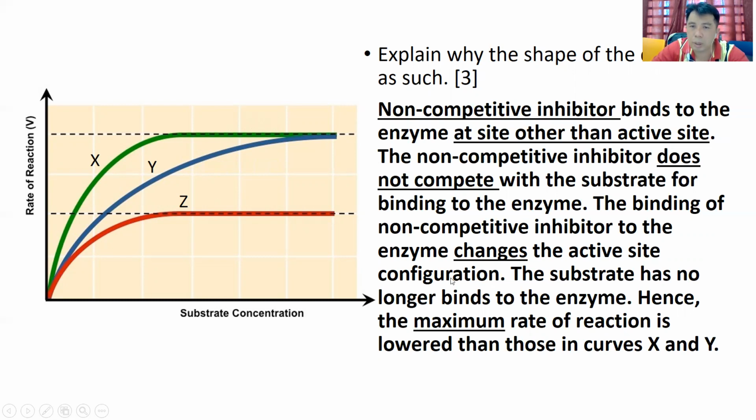And the active site configuration. Let's say if you don't want to use configuration, you can use change just the active site shape, or the shape of the active site. The substrate can no longer bind to the enzyme. Then the maximum rate of reaction is lower than those in curve X and Y. Here you also can add, say that the increase of the substrate concentrations would not increase the maximum rate of reactions.